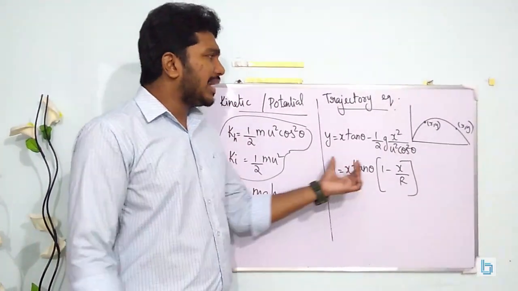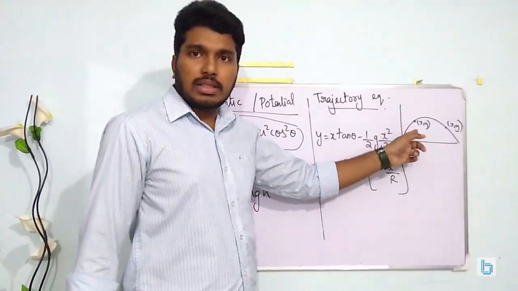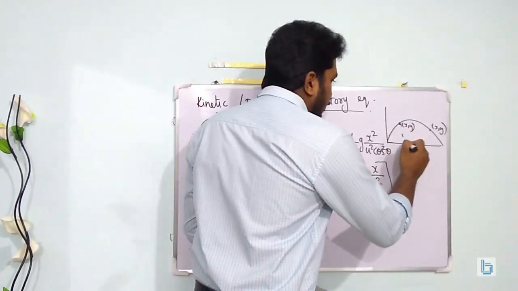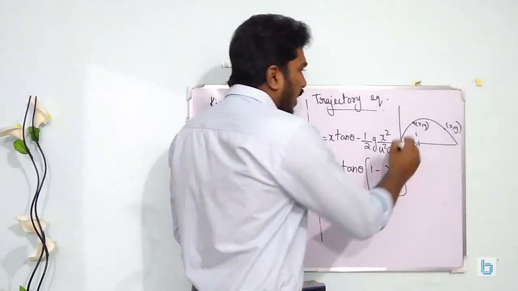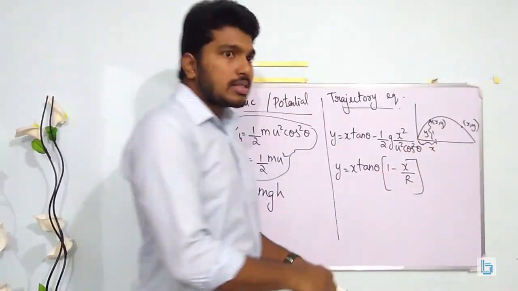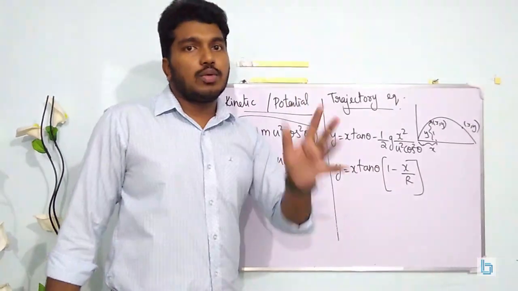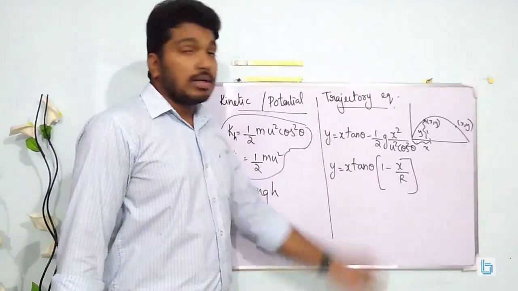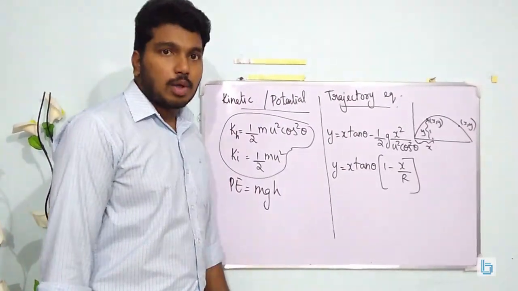So do remember the trajectory equation. Suppose at this point, the horizontal distance x is given, and y is not known. What do you do? Substitute in the trajectory equation and you will get the answer. That is the usefulness of this equation. Okay, right.